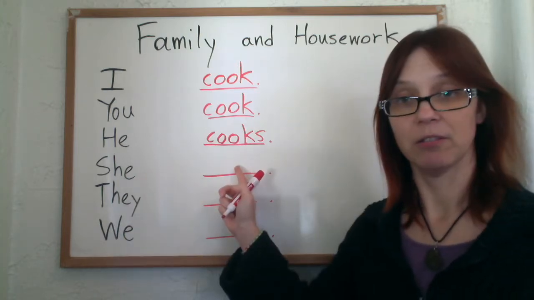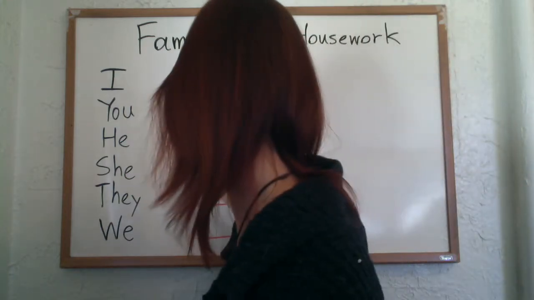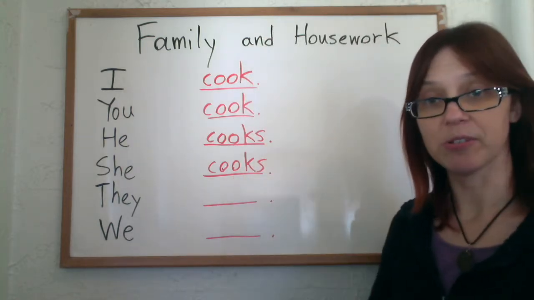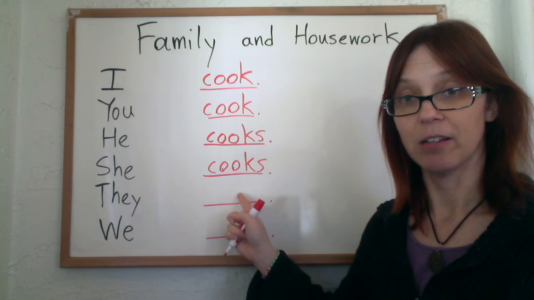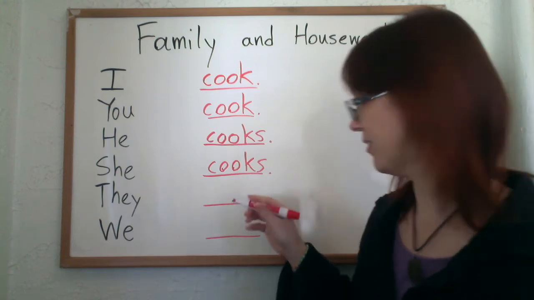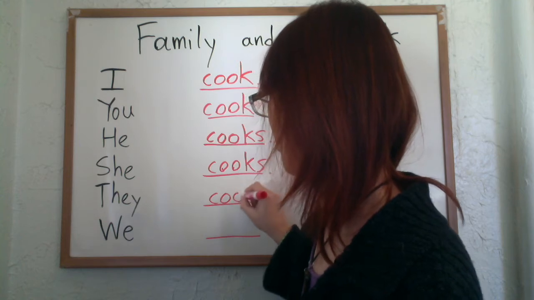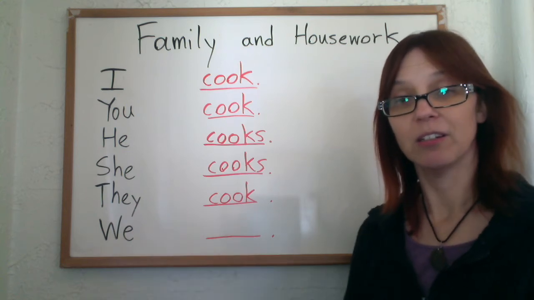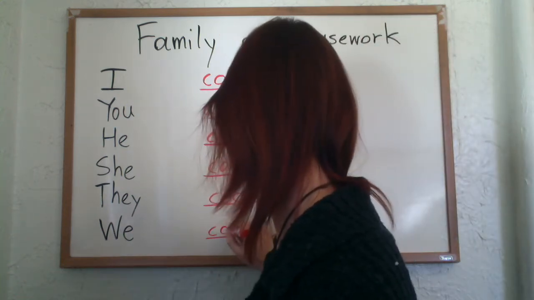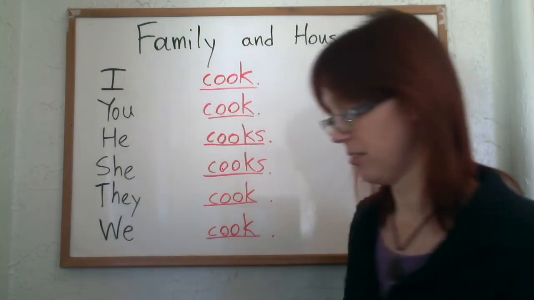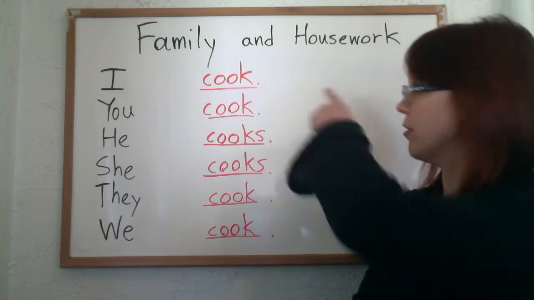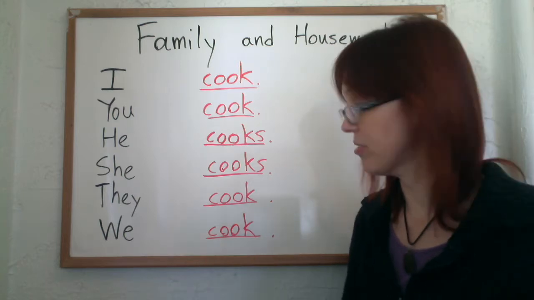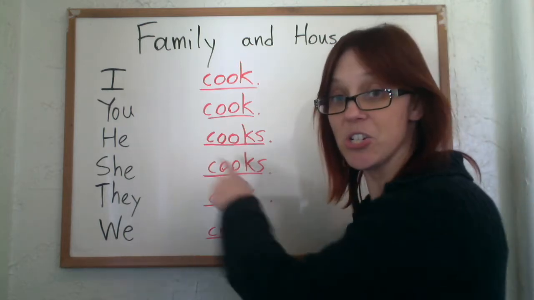She cooks. C-O-O-K-S. They cook. No S. C-O-O-K. We cook. No S. C-O-O-K. So there's cook and cooks. Only two forms. He cooks. She cooks.